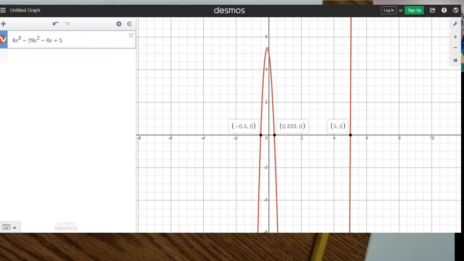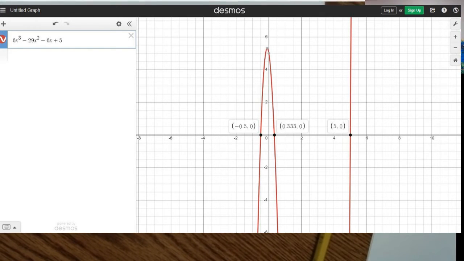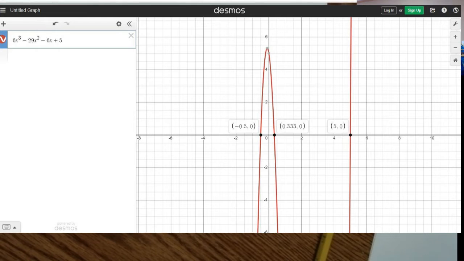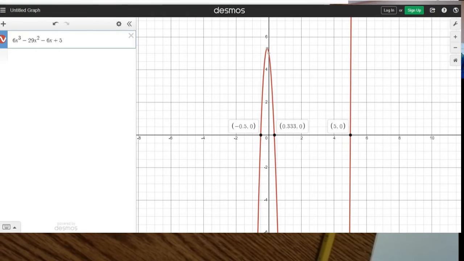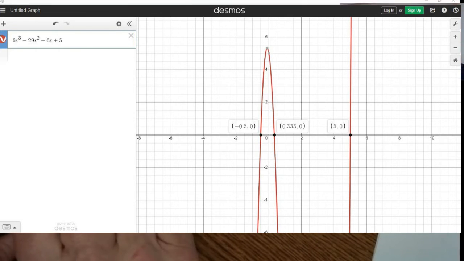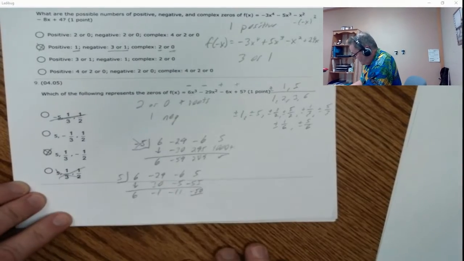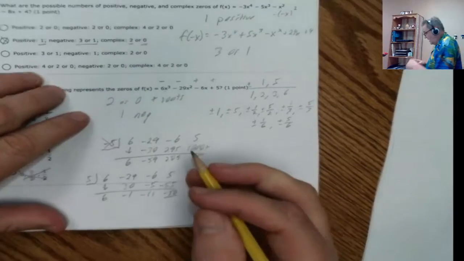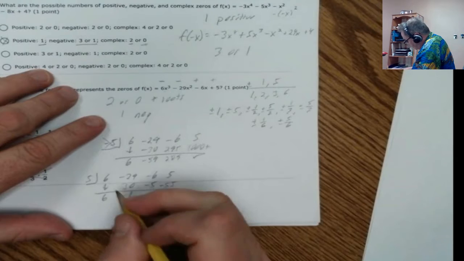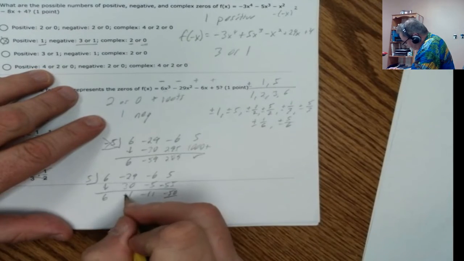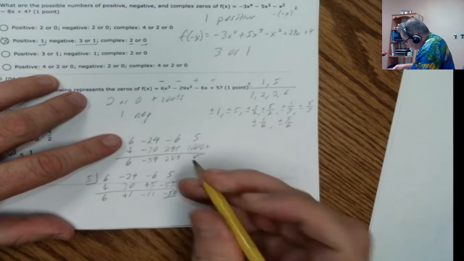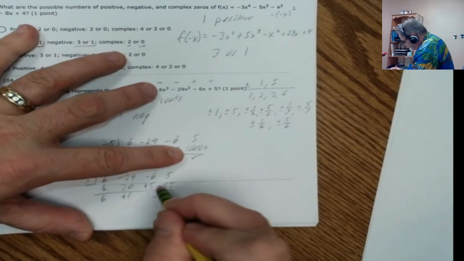Okay, so when we look at the graph, we see there's a root at 5. There's one at 1/3 and negative 1/2. 5, 1/3, negative 1/2. It's this one. Oh, I can see what I did wrong. This is a positive 1. Positive 1. So that becomes a positive 5. So let's back up here.